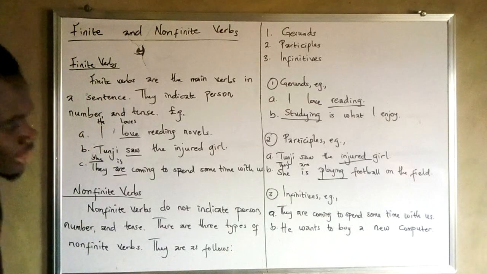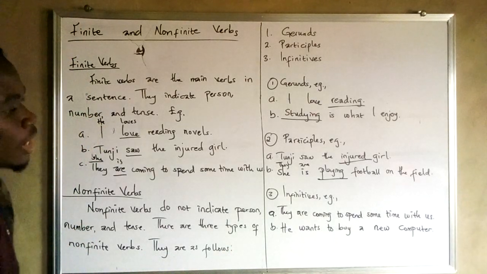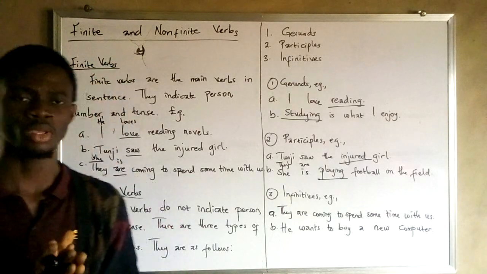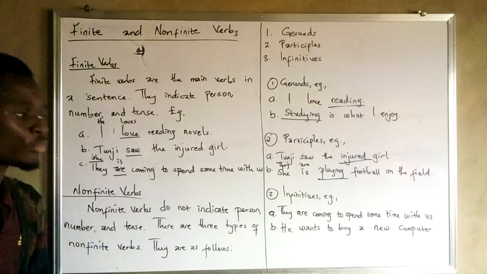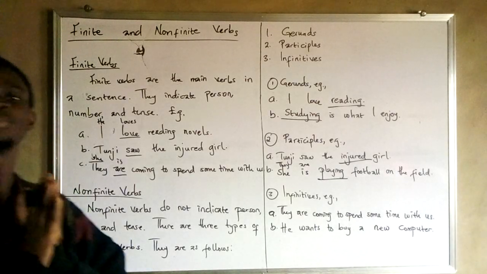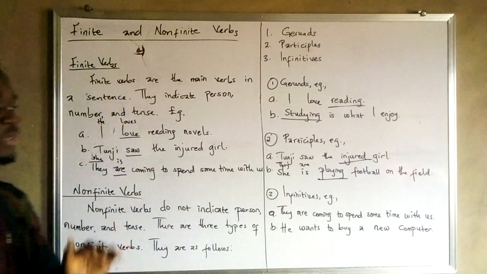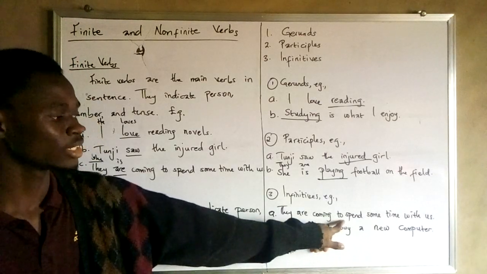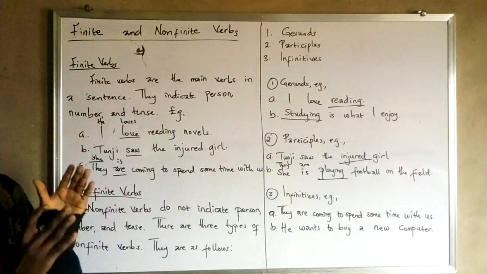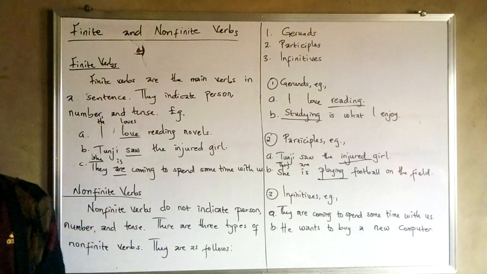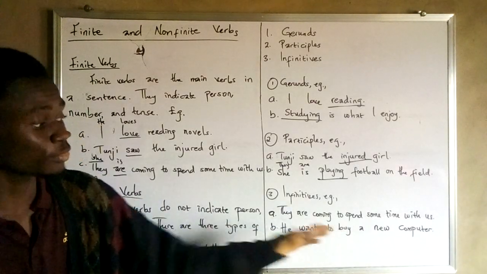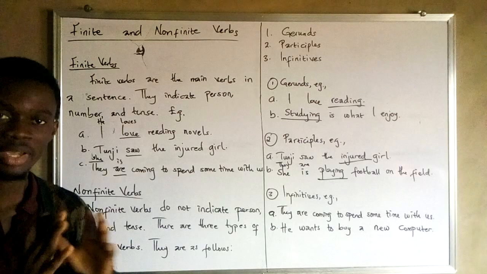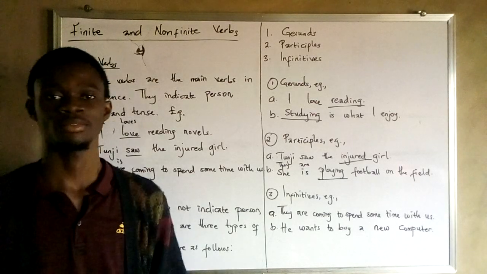And the last one here is infinitives. An infinitive is a verb that exists in its base form. They are usually in the base form of a verb, and they are usually preceded by the word to. So when we have a verb in its base form being preceded by the word to, we consider such a verb to be a to-infinitive verb or an infinitive.